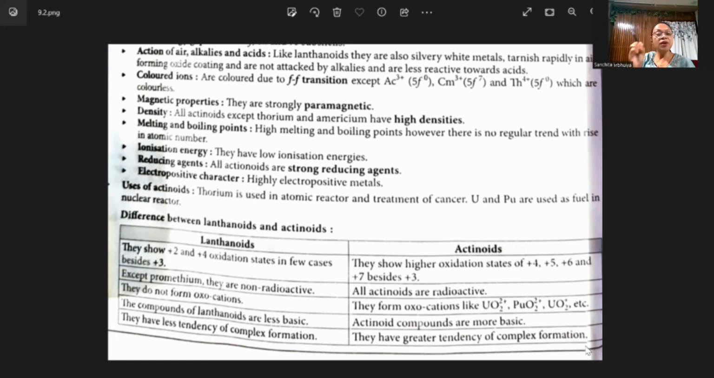The lanthanoids do not form oxocations. As we have learned, oxocations exist for transition metals, but they do not exist for lanthanoids, whereas actinoids form oxocations like UO2 2+, etc., which has been shown. The compounds of lanthanoids are less basic. Why are they less basic? Because we are speaking about lanthanum hydroxide. The compounds of lanthanoids are less basic, but the actinoid compounds are more basic. And lanthanoids have a lesser tendency for complex formation compared to the actinoids, which have a greater tendency for complex formation. So these are the important things that you need to remember.